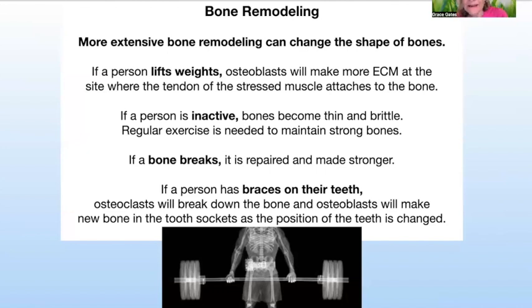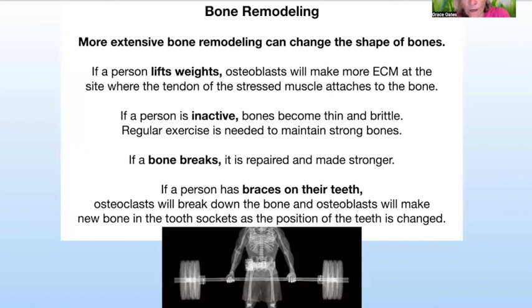If a person is inactive, their bones will become thin and brittle. Regular exercise is actually needed to maintain strong bones. Right now, it is recommended that everybody do weight-bearing exercise of some kind, and also, in particular, lift weights.